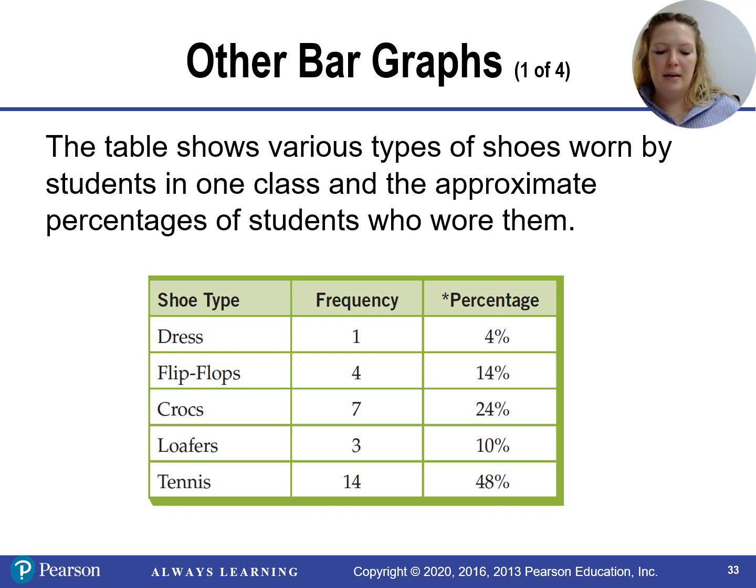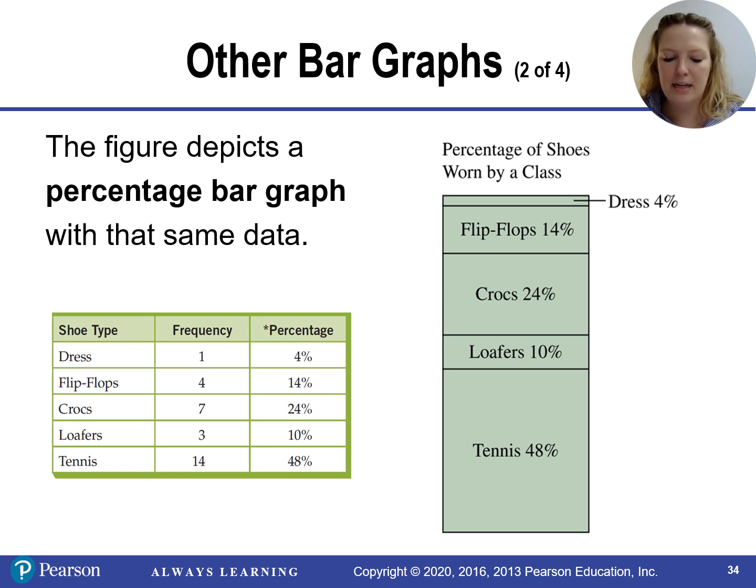With other bar graphs, we can take a table and then represent that data with a percentage bar graph. So if we just have one single bar, we take the percentage of the data. In this set of data, a teacher has asked their students what kind of shoes they were wearing. One student was wearing dress shoes, 4 in flip-flops. And so we would take the total number of students that were surveyed. I believe this is 29 students, if I added correctly.